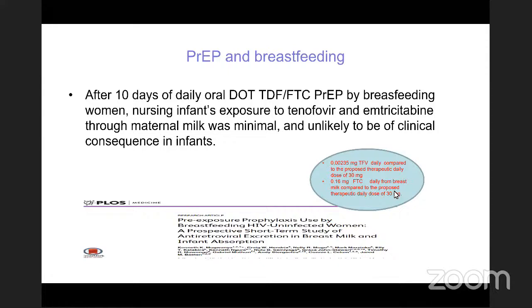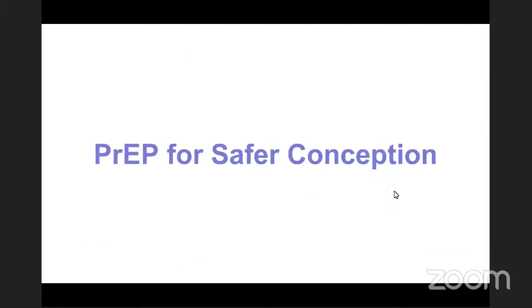If an HIV uninfected woman uses PrEP, I hope you can see in red, it's a very small amount compared to the therapeutic daily dose of 30 milligrams. When infants, during PMTCT or when they're HIV infected, what gets to the baby is about 30 milligrams, but what gets to the baby through breastfeeding from an HIV negative mother is 0.0235. Then one of the ways that oral PrEP could be used is during safer conception.